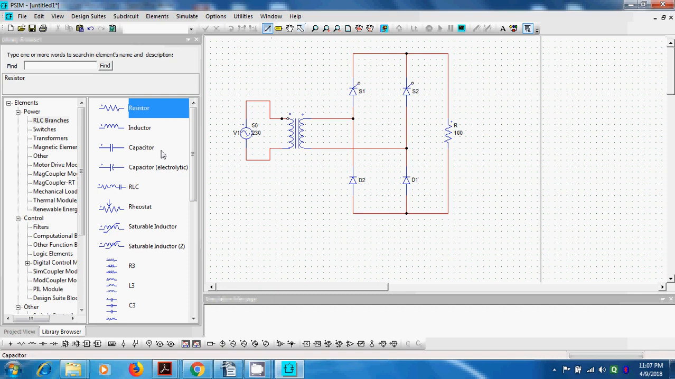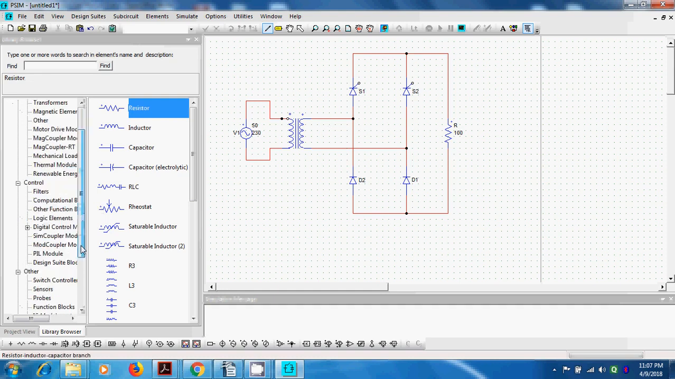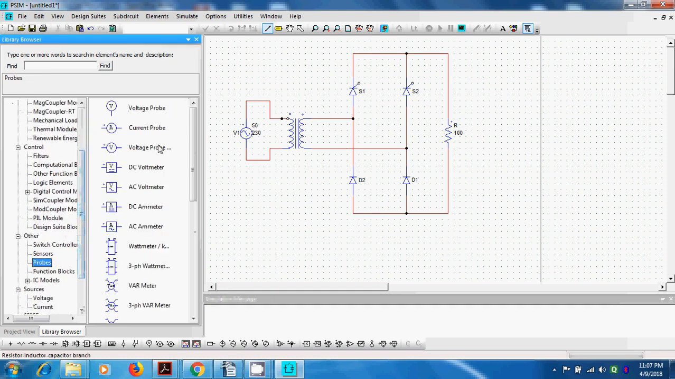Across this load I want to find out the voltage. Similarly, across this input also I want to see how much the voltage is. So for that I will use probes, so we require a voltage probe. So right click. This dot indicates positive. So I will connect across. Voltage is generally connected across the load, like this. Similarly, I will use one more voltage probe, and I will connect like this.